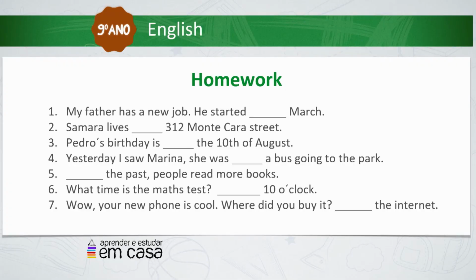Sentence number 1, my father has a new job. He started blank space March. Sentence number 2, Samara lives blank space 312 Monte Carlo Street. Sentence number 3, Pedro's birthday is blank space the 10th of August.